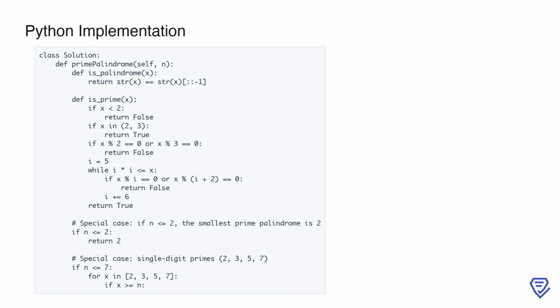After defining these helpers, we address a few special cases. If the input n is less than or equal to 2, we immediately return 2 since it is the smallest prime palindrome. Similarly, for inputs up to 7, we check against the single-digit primes 2, 3, 5, and 7 and return the first one that meets or exceeds n.